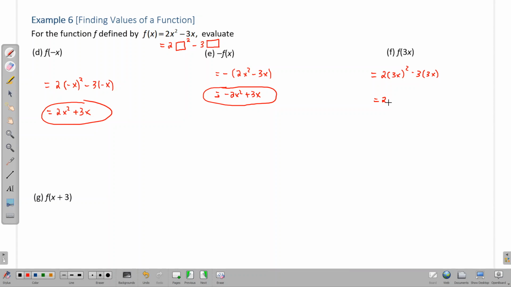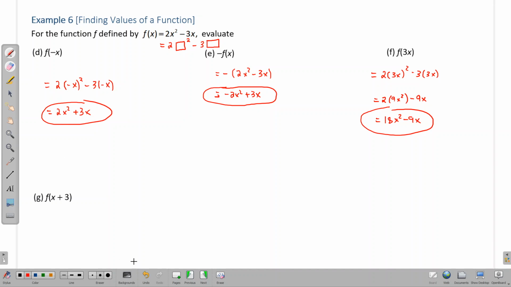So we have 2 times 9x squared inside the parentheses there. And then we can multiply here, so you get minus 9x. And then to finish it, multiply the 2 by the 9. We get 18x squared minus 9x. And again, that's all we can do with that one, so we are finished there.